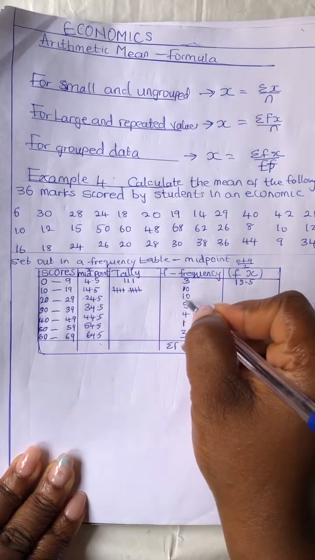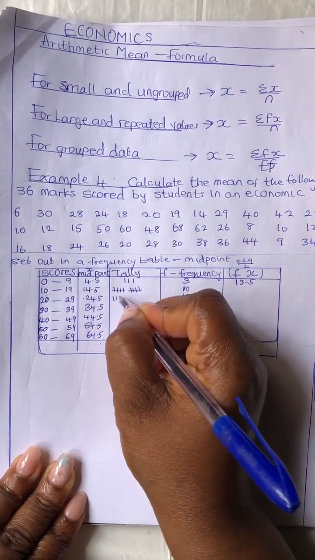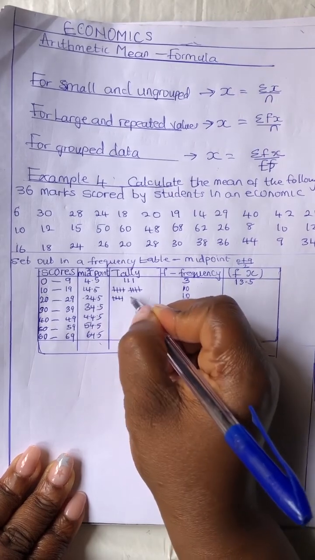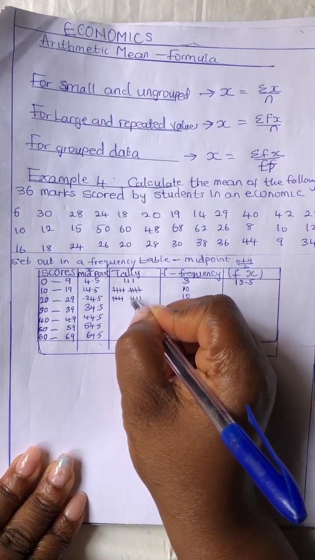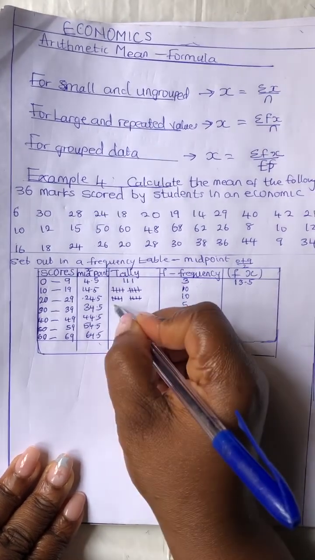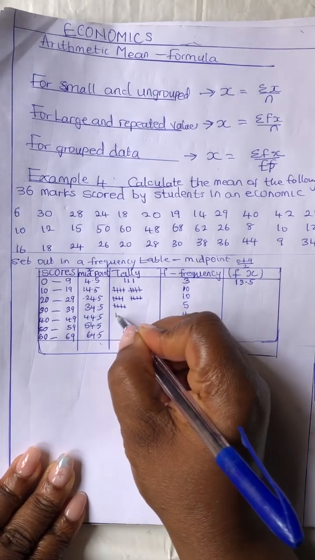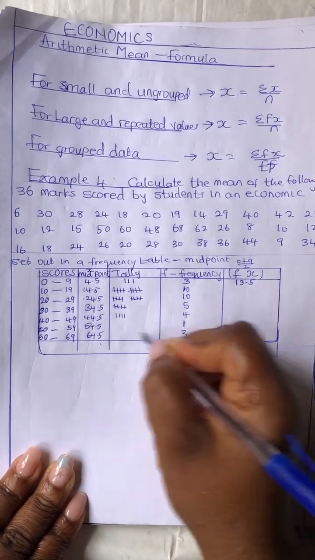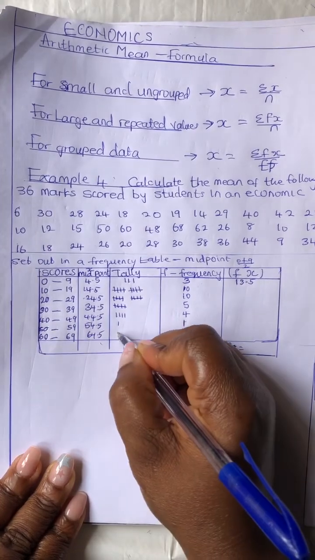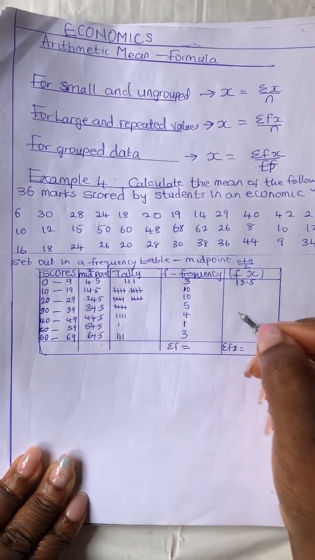Then counting their tally, repeat the same thing. 1, 2, 3, 4, 5, 6, 7, 8, 9, 10. For 5 it is simply 1, 2, 3, 4, 5. For 4, 1, 2, 3, 4. For 1, you have 1, and for 3, 1, 2, 3.